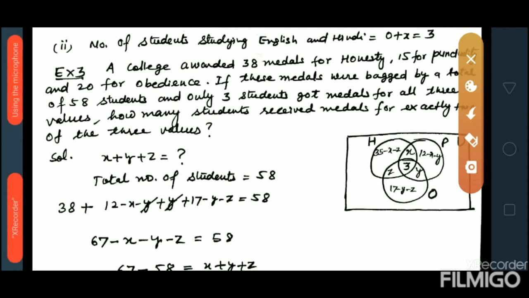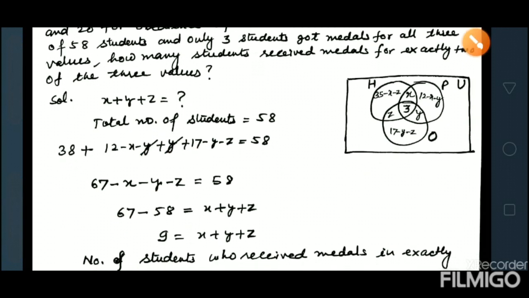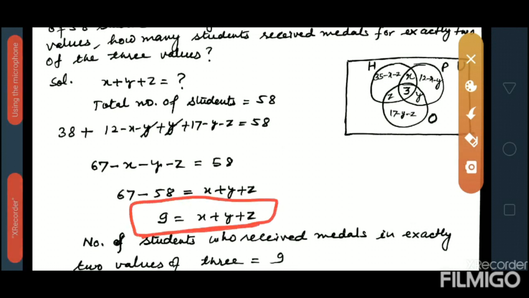So adding all these, and after solving this, 67 minus x minus y minus z is equal to 58, and after solving it, x plus y plus z is equal to 9. This means the total number of students who received exactly 2 medals is 9.